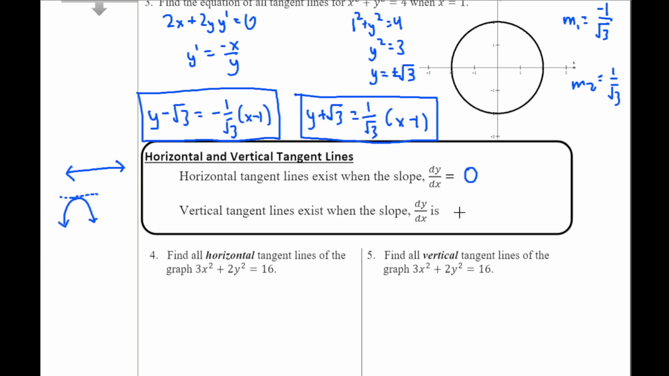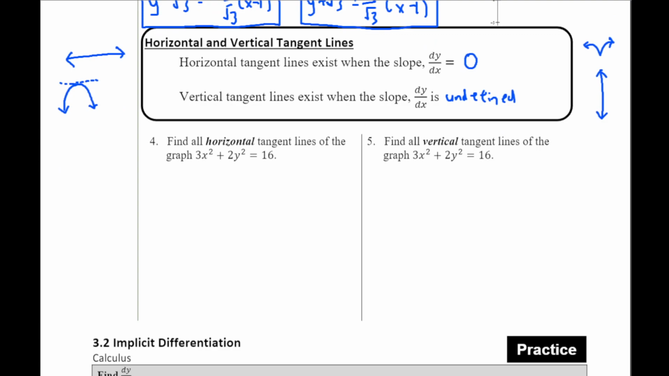A vertical tangent line exists when the slope dy/dx is undefined. Again, if there's a vertical straight up and down line, that's undefined. So that's a vertical tangent line. It could also be whenever the graph has a cusp or a corner, such as this, and the derivative is undefined at a point.